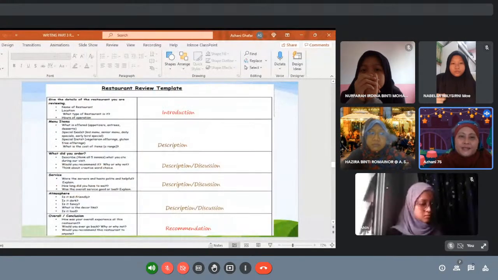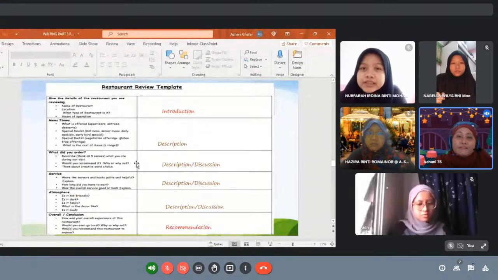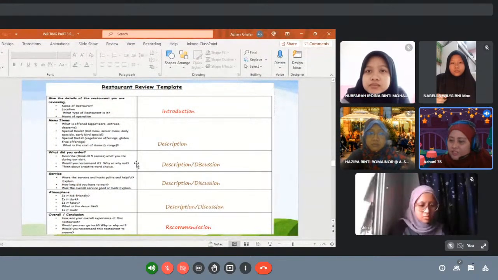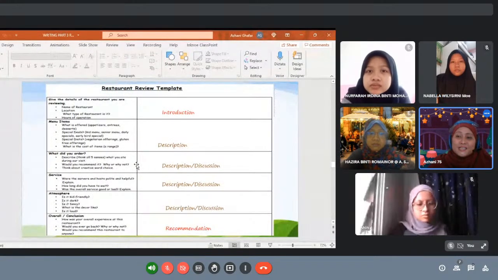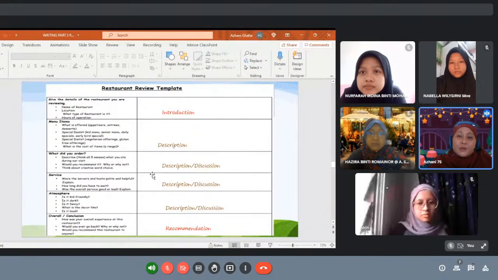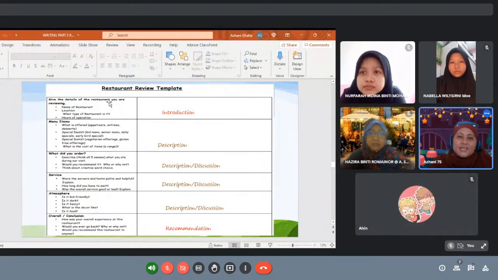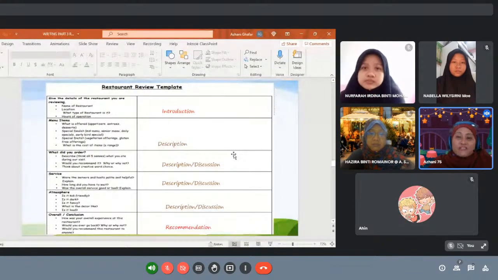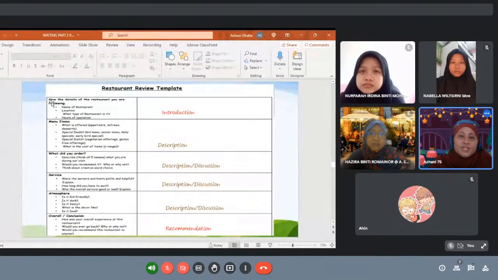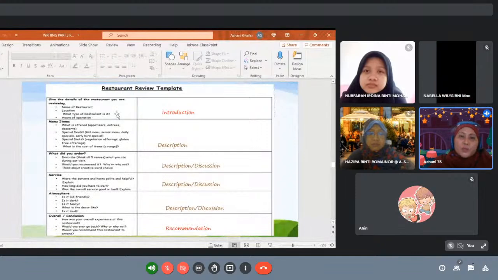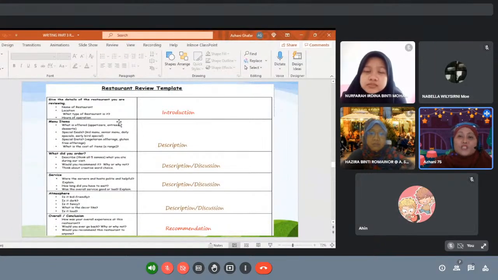All right. Moving on. I hope you can see the small font. This is a restaurant review template, which means it has a few elements that you might want to consider when you want to give your review. So let's just go through them. Give the details of the restaurant you are reviewing. Of course, when you want to introduce the restaurant, you have to have these details.